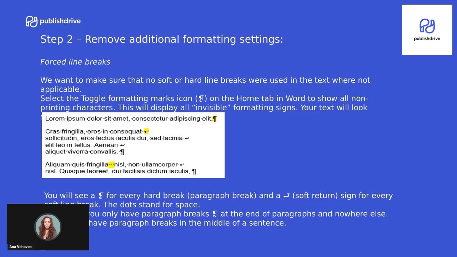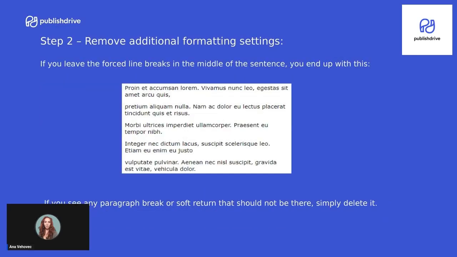So what you want to be looking at is that you only have a paragraph symbol at the end of a paragraph and nowhere else. If you have them in the middle of a sentence, in the middle of a paragraph, it's going to break up your paragraph and change how it reads. It's going to change the way it looks. Again, it will be readable, but it will affect the reading experience of the user and the overall appearance of your document. So if you see any paragraph break or even soft return that should not be there, you can just delete it.